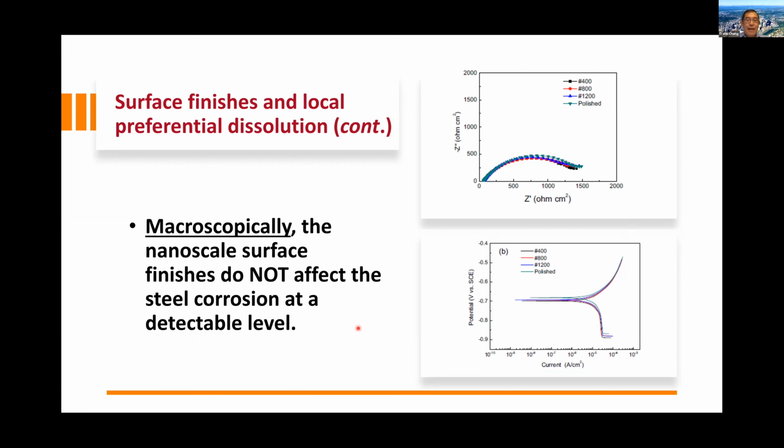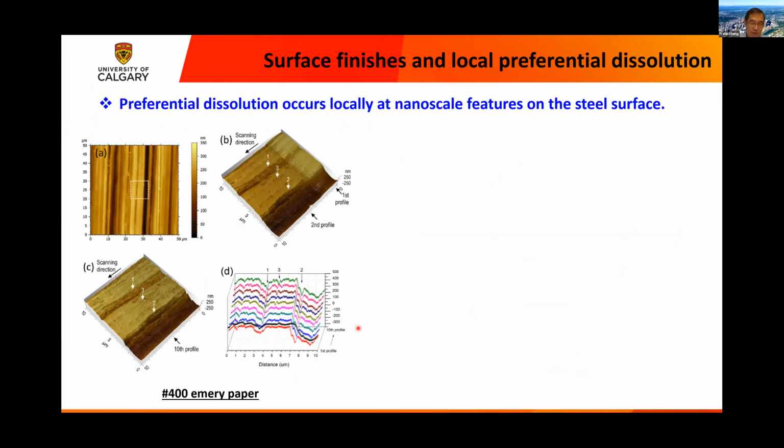But if we look at the detail, using the ECAFM, that's a very different picture. I use 2 typical surface roughnesses as an example. This shows that we produce the surface of the metal with 400 grade silicon papers, and we have a roughness like this. And B and C are AFM topographic pictures.